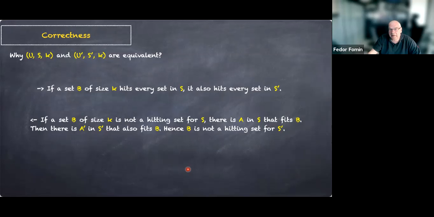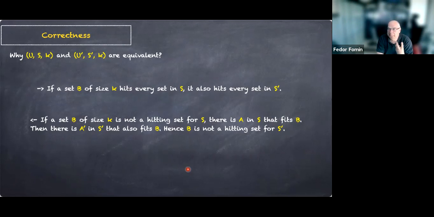Well, let's start with one direction. If I have a set B, which is a hitting set of size K for all sets in S, then, because the representative set is a subfamily of these sets, definitely this hitting set also hits all sets in S prime. This is the trivial direction.